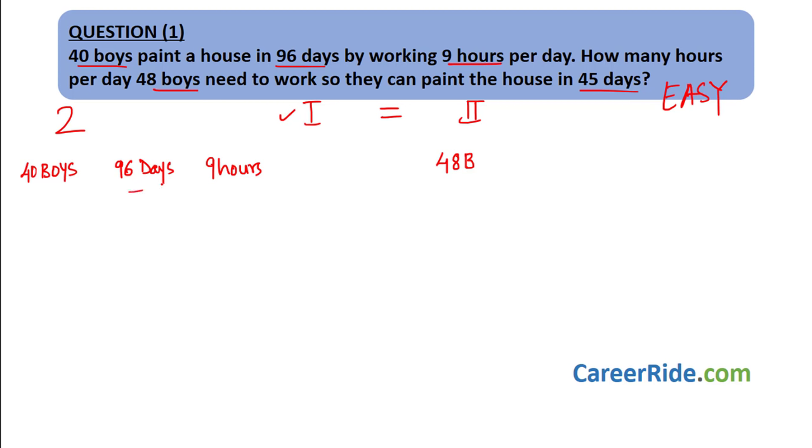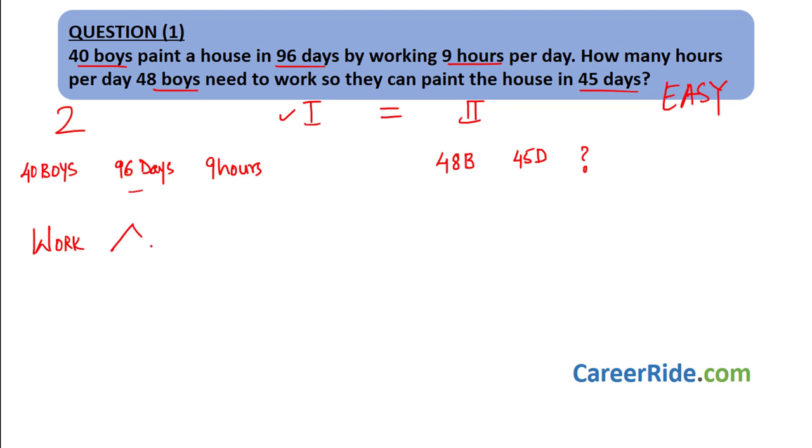45 days. Earlier we had 96 days. Now we have 45 days. Earlier there was 9 hours per day. Do we know how many hours per day now? No, we do not know. We have to find out. So let us assume a question mark over here, right? There's only one thing missing in this, and that is nothing but the work done, right?